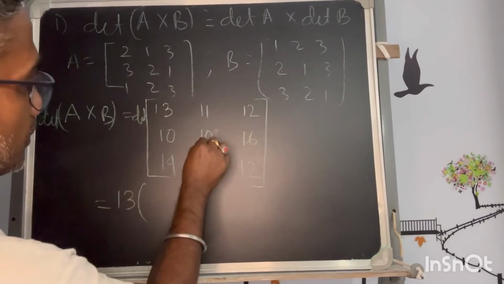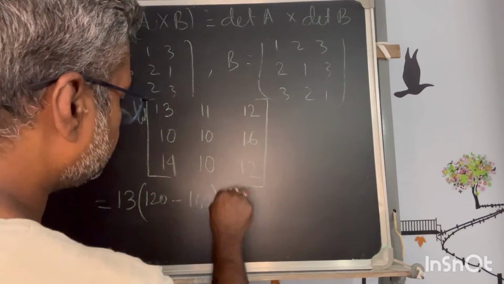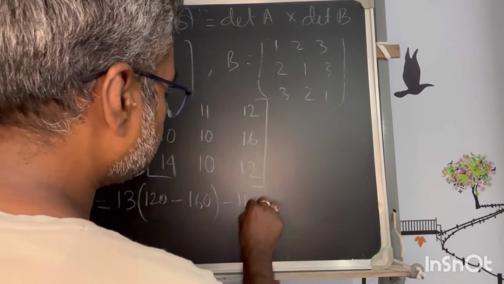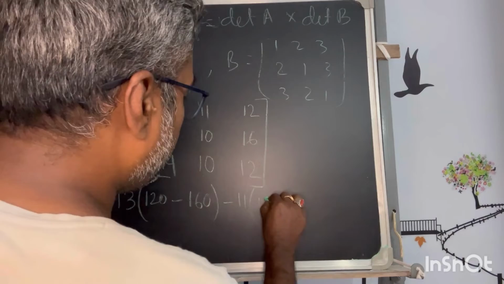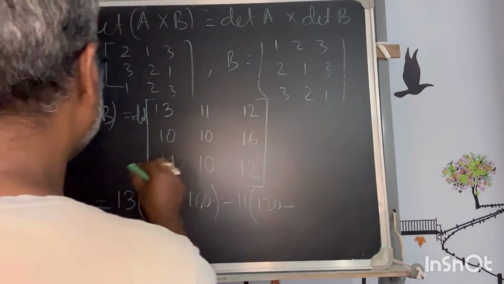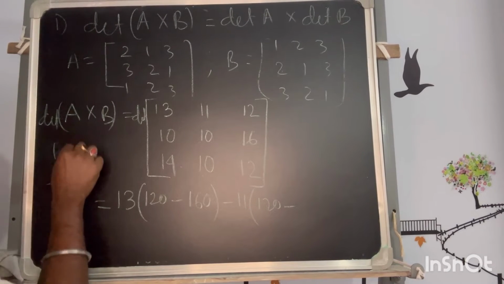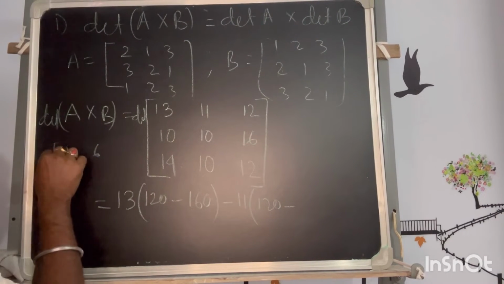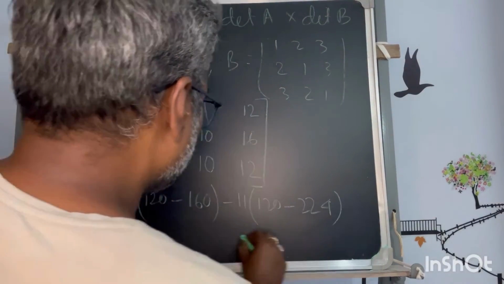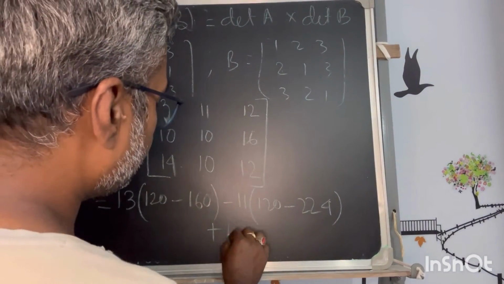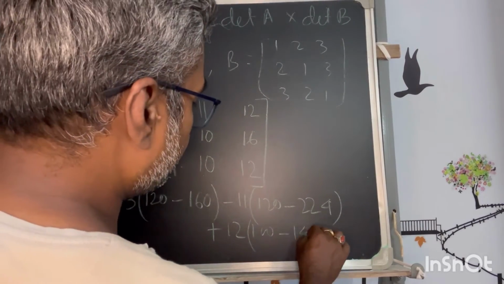13, this 120 minus 160, minus 11 into then this and this, 120 minus 14 into 16. Let me take 14 into 16. 64, 6 16 plus 6, 224. 224 plus 12 into 100 minus 140.